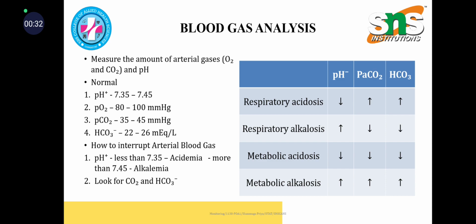It measures the amount of arterial gases, oxygen and carbon dioxide, and pH. Normal pH is 7.35 to 7.45. Partial pressure of oxygen is 80 to 100 mmHg, and that of carbon dioxide is 35 to 45 mmHg. Bicarbonate is 22 to 26. How to interpret arterial blood gas?